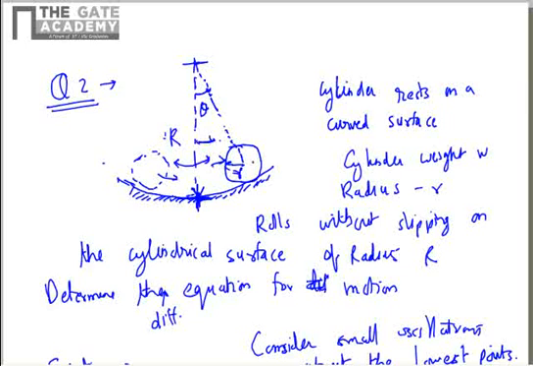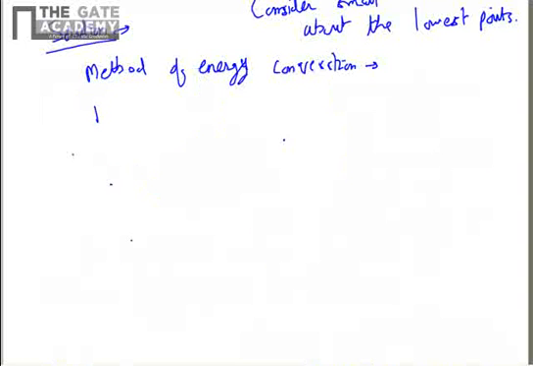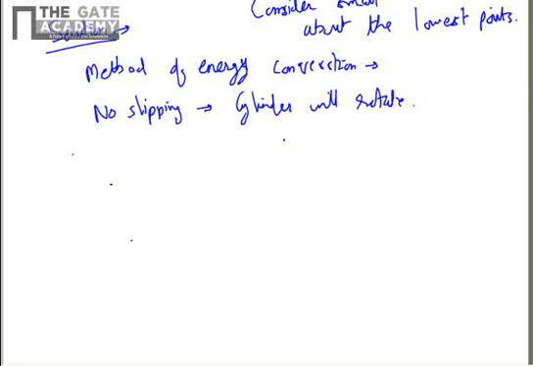But here the thing is that there is no slipping between the rolling cylinder and the cylindrical surface. So, because of no slipping, the rolling cylinder will rotate. So, because of rotation, it will have an extra kinetic energy due to rotation.